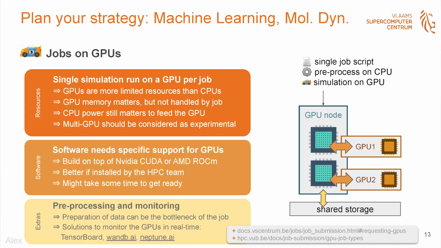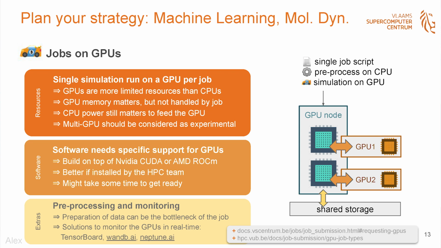And next we have the GPU jobs, which are now very much in demand due to the new machine learning workflows, but which are also used by molecular dynamics. And in that case, first of all, GPUs are a more limited resource than CPUs. So keep in mind that if you are going to rely very strongly on GPUs, the queue for GPUs might take some of the time available in the cluster.